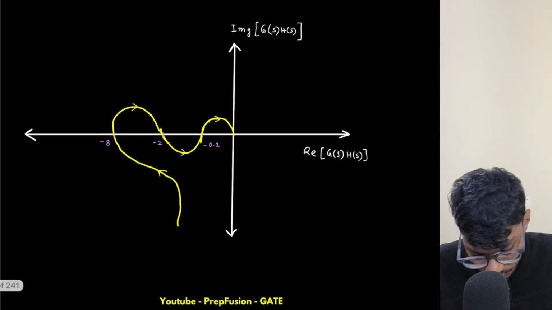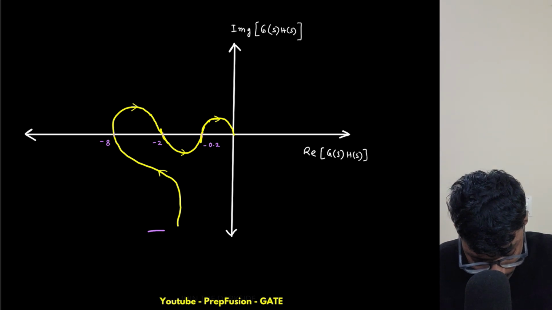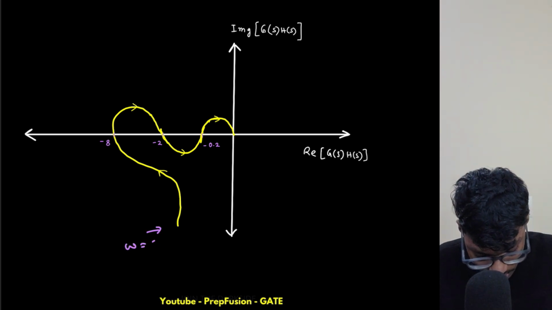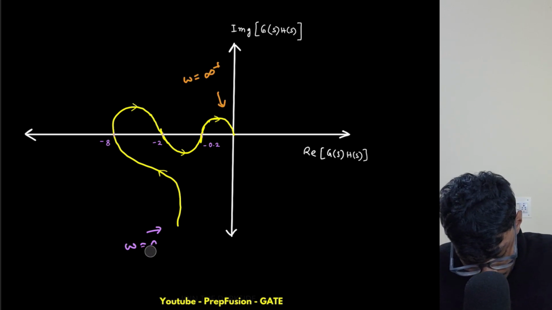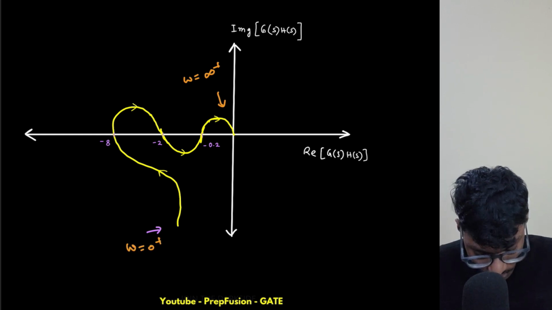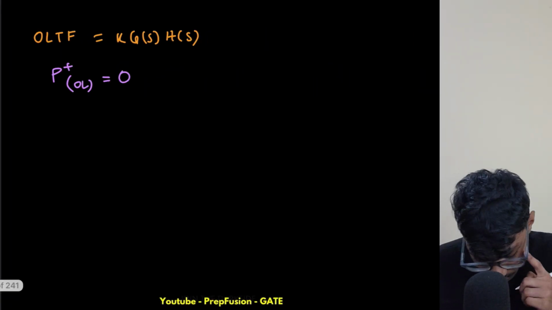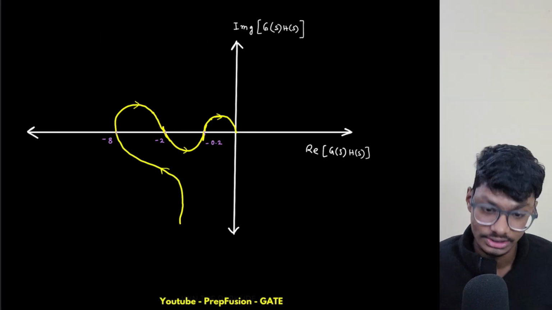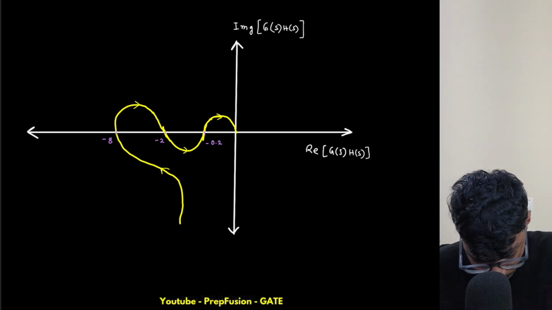Type 1 system. Sorry, in the question it should be mentioned that this is omega equals 0 plus and this is omega equals infinity plus. This is understood, still it should be mentioned. So this is the case. Now let's complete the polar plot. I'll just draw the mirror image.